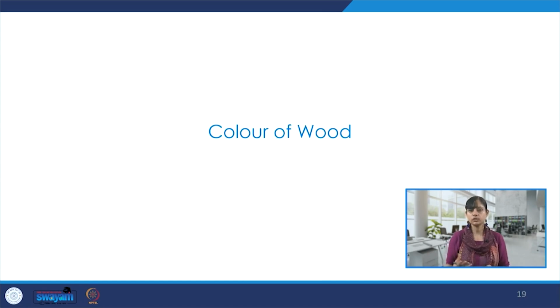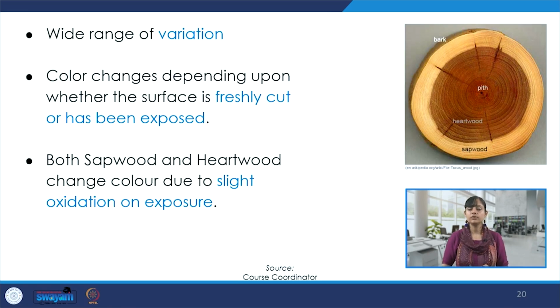Now, color of the wood. So we find a very wide range of naturally occurring color palette within the family of woods. But the color changes depending on whether it is freshly cut or it has been exposed for a longer time. And both the sapwood and the hardwood change color due to slight oxidation on exposure.